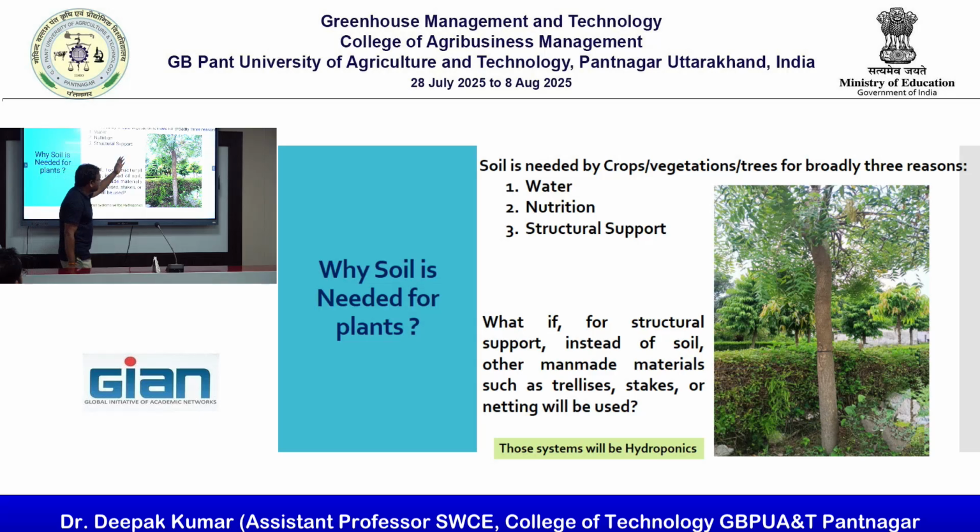If a neem tree is standing, certainly the roots are held by the soil somehow. If the soil is not there, then this neem tree cannot stand, although it can get water and nutrition. So the main purpose of soil here is to get structural support for the plant. So what will happen if we remove this third point, structural support? Tree will fall.